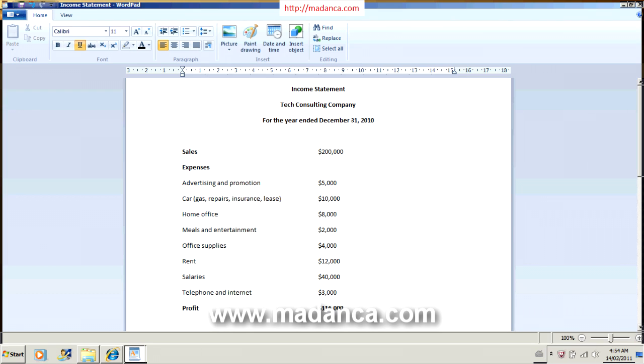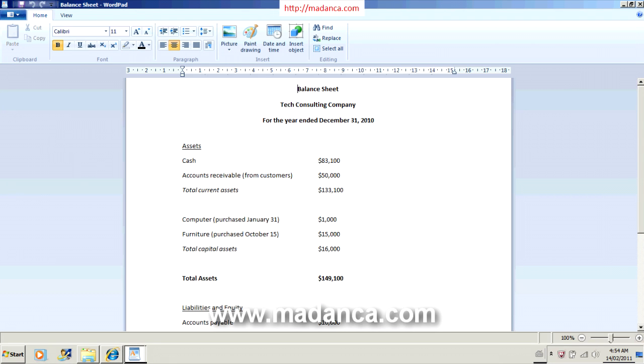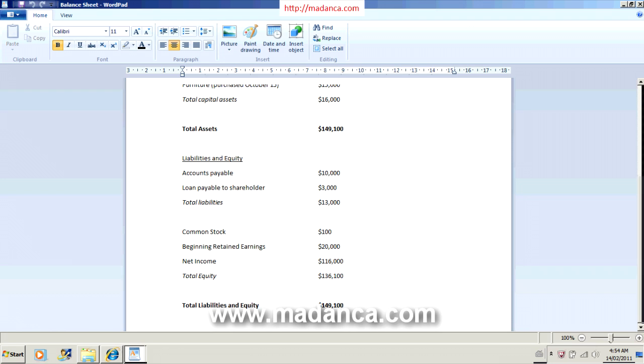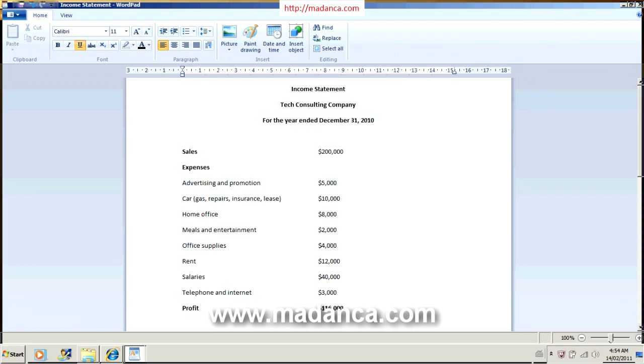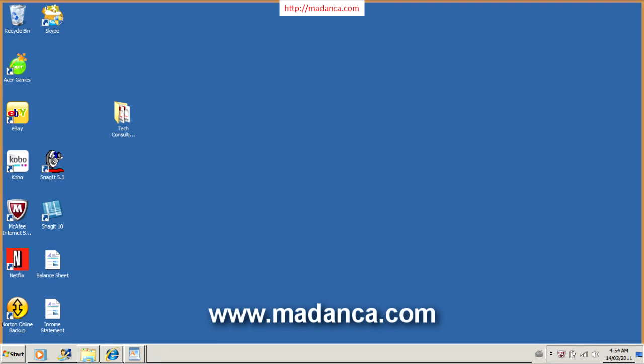It's a profitable company. Let's take a look at the balance sheet, or the statement of worth, of Tech Consulting Company, Inc. Tech Consulting Company, Inc. has cash assets of $83,100, so it's a healthy balance sheet. Total assets of $149,100, total liabilities of $13,000, and equity representing the money retained inside the corporation of $136,100. Before you start the preparation of your corporate income tax return, you'll require both the income statement and balance sheet of your company.